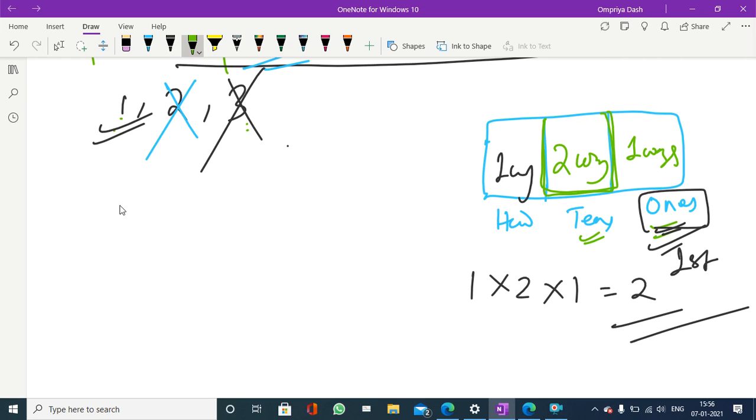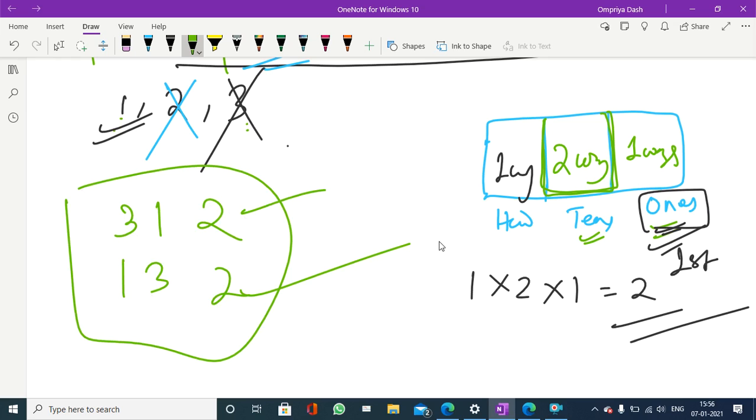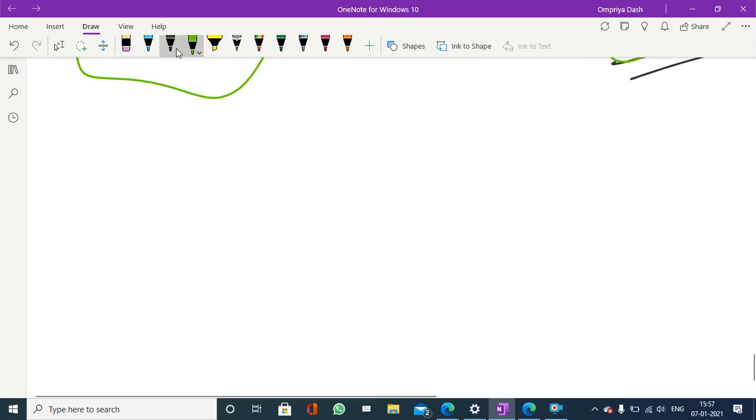And do you know what those numbers are? One is 312, the other is 132. Only these two 3-digit even numbers you can form without repetition of digits using 1, 2, 3. Only these two. You get it? Clear? Okay.